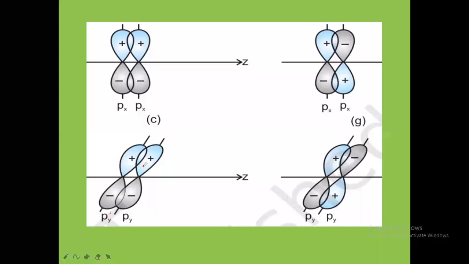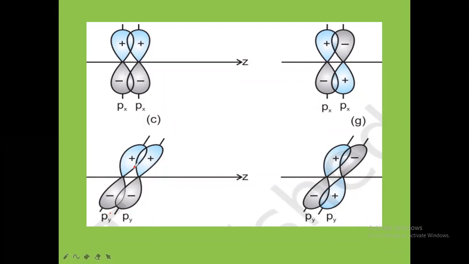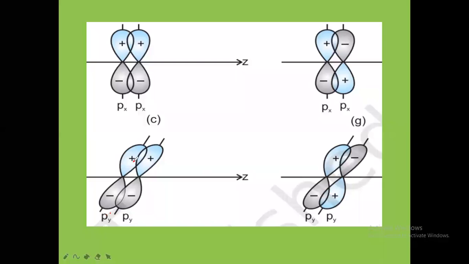to each other. When two p orbitals are parallel to each other, sideways overlap takes place. Sideways overlap will lead to the formation of a pi bond. So here, sigma bond or pi bond? Pi bond will be formed here. Axial overlapping will form a sigma bond. Lateral overlapping will form a pi bond.